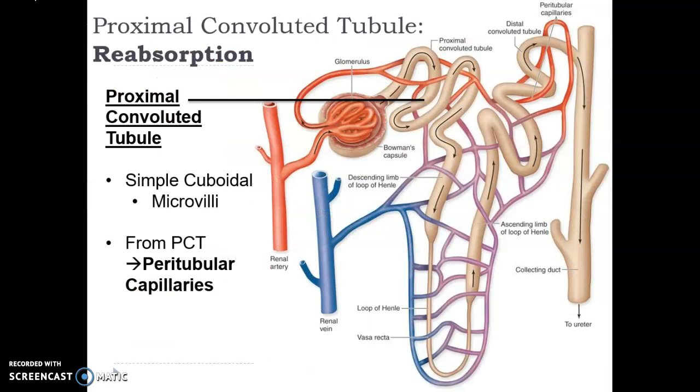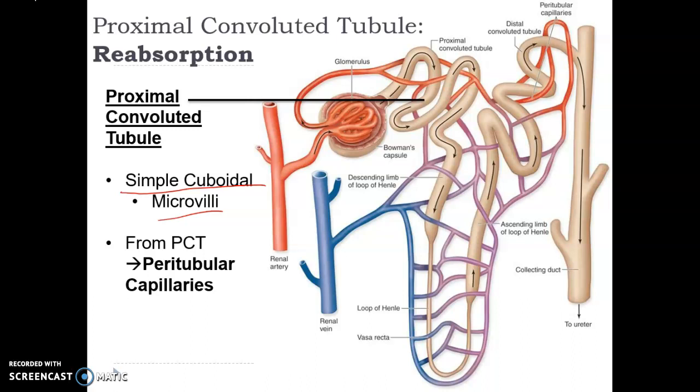Okay, so now we will talk a little bit more about the proximal convoluted tubule. The proximal convoluted tubule is lined by simple cuboidal epithelium with microvilli. Why do we have microvilli here? Think about it. Do we have selective reabsorption taking place at the proximal convoluted tubule? Yes. For reabsorption, so remember water, glucose, some amino acids, salt, most of the vitamins are being reabsorbed back into the system from the proximal convoluted tubule.